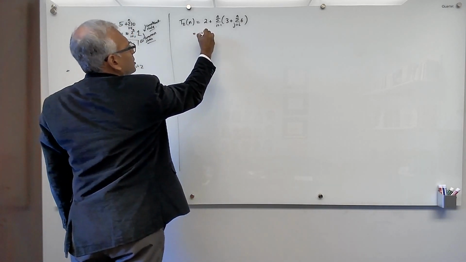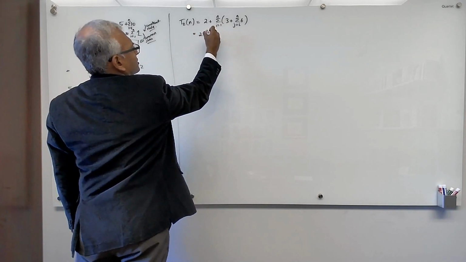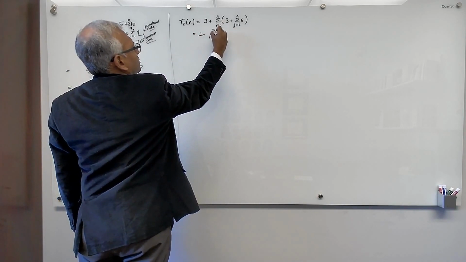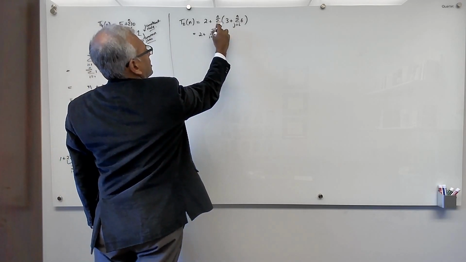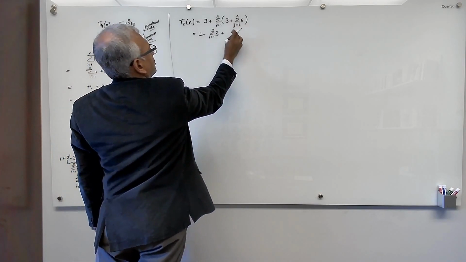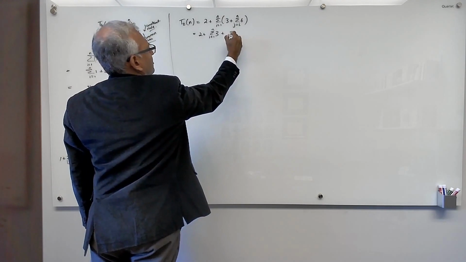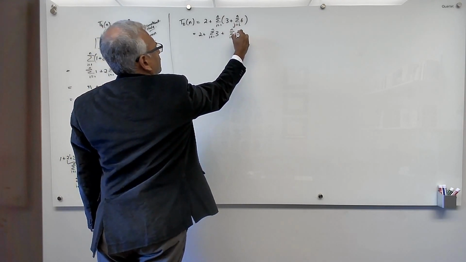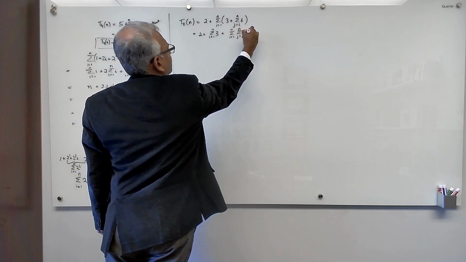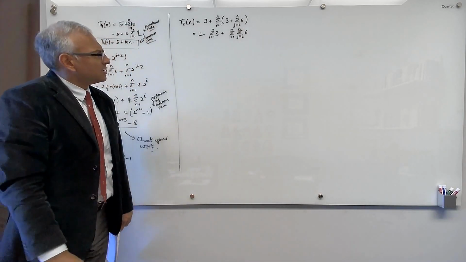So this is 2 plus, now we are getting used to this, the sum from i equals 1 to n of 3 plus the sum from i equals 1 to n of whatever this is. So this plus the sum from i equals 1 to n of the sum from j equals i to n of 6. So I've just blindly applied the addition rule.